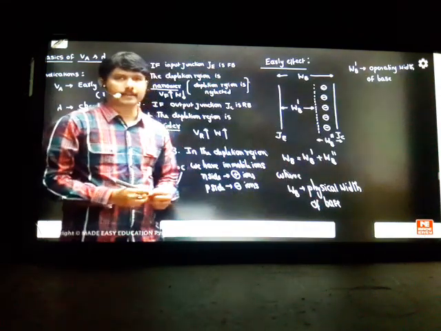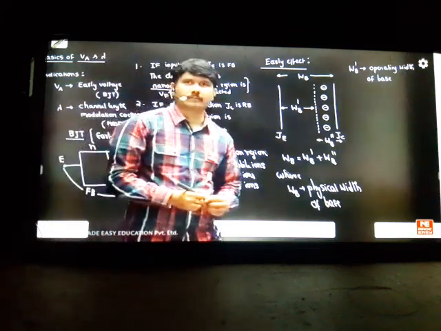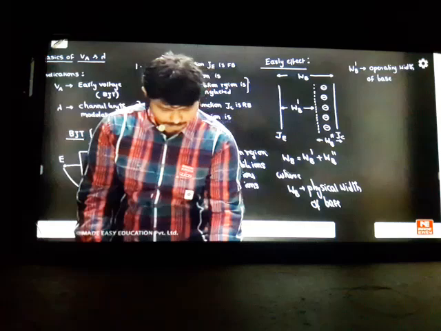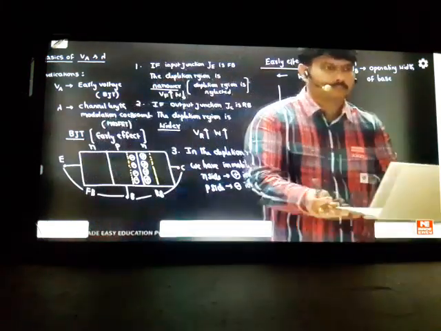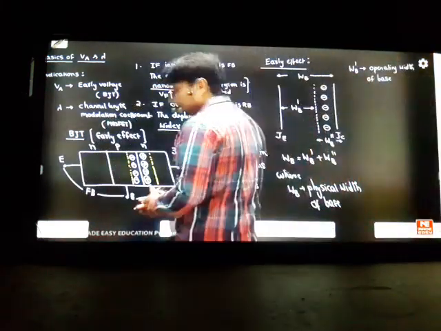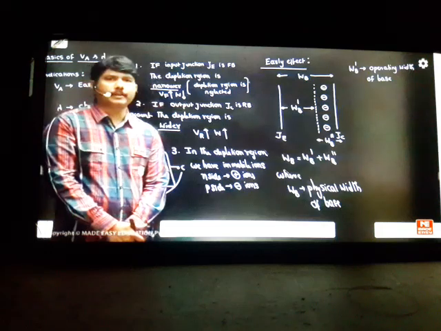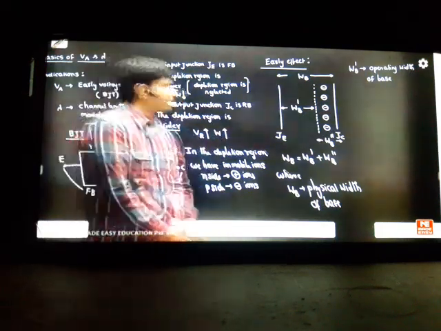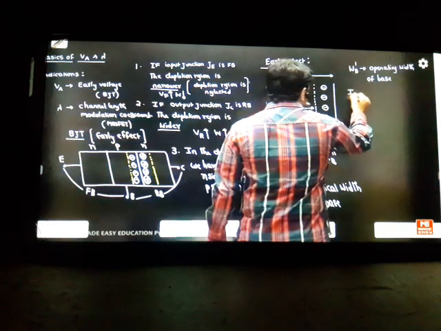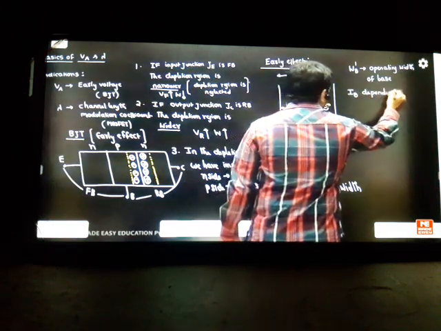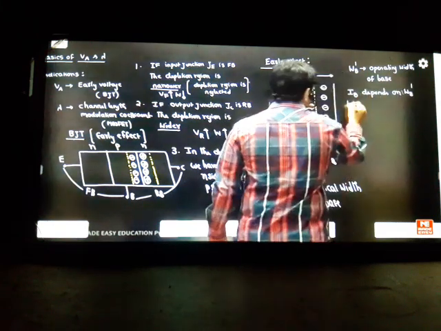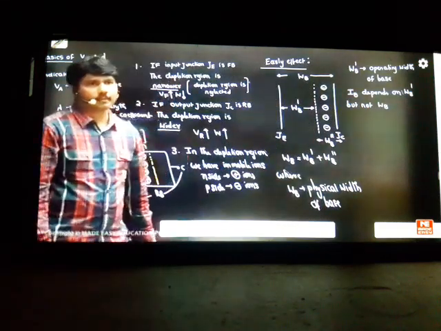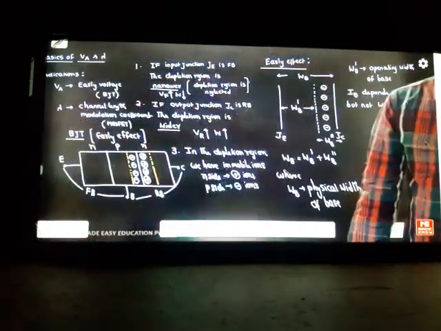Here the IB current depends on WB dash. So note down here: WB dash is the operating width of the base, where the base current depends on WB dash, not on WB. So here you can write: base current IB depends on WB dash, but not WB. It is actually not depending on WB, it is depending on WB dash, not on WB.